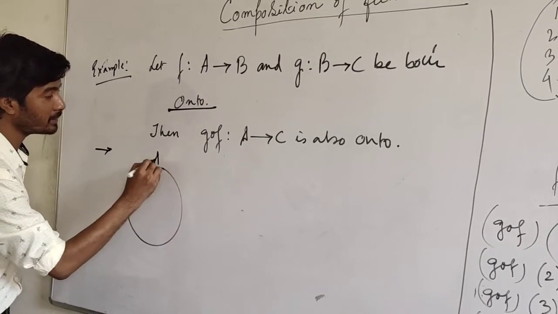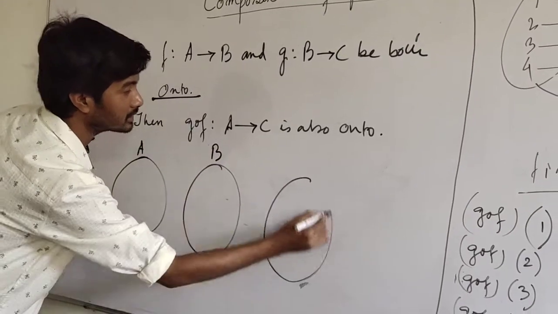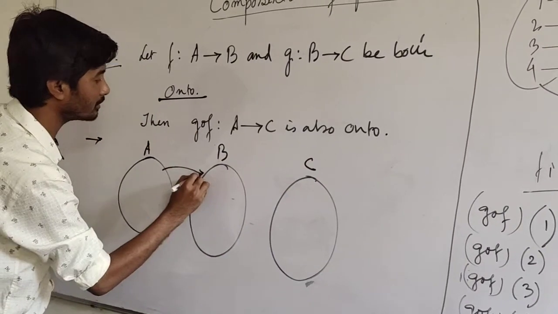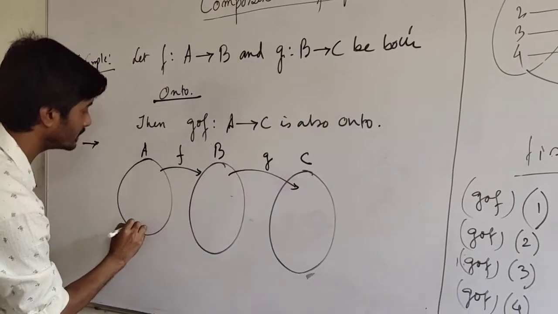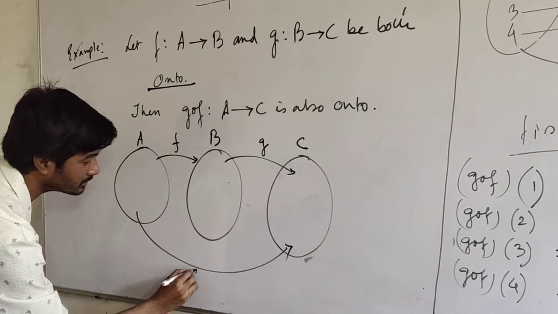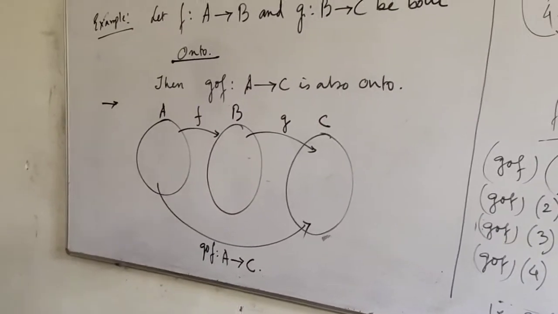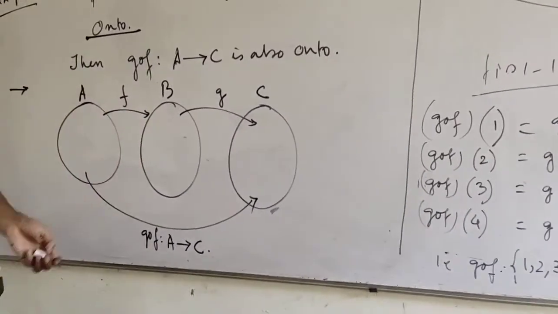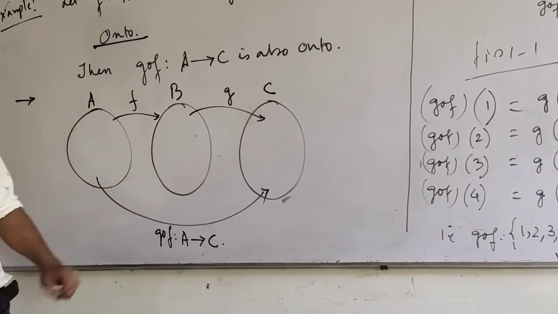This one is set A, this one is set B, and this one is set C. The first function is our f, the second function is g, so that their composition is from A to C, which is nothing but g∘f, a function from set A to set C. Our aim is to establish that the g∘f function is an onto function.